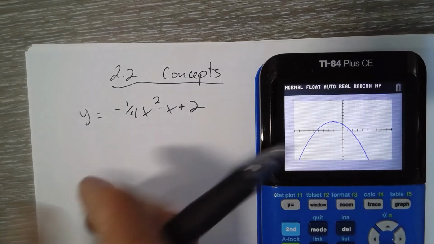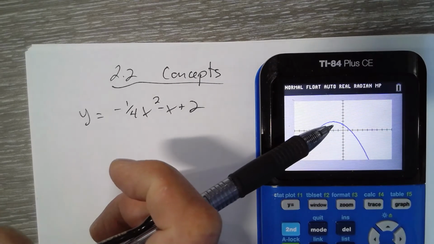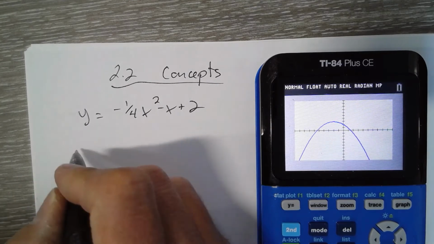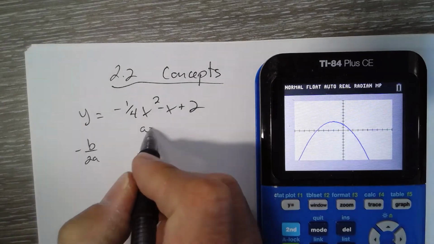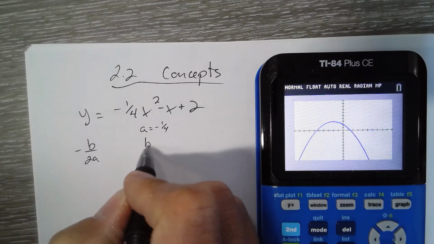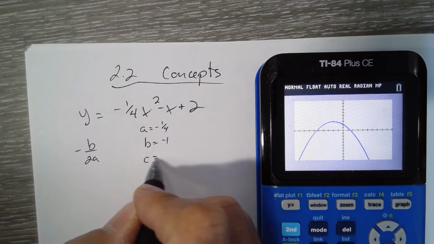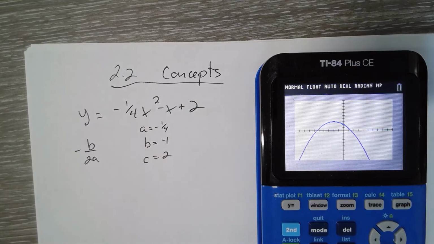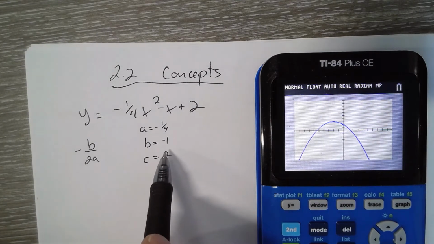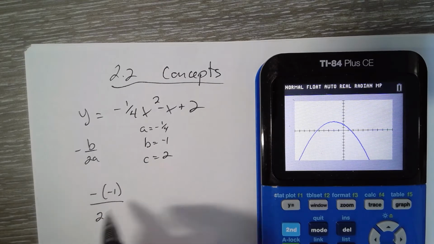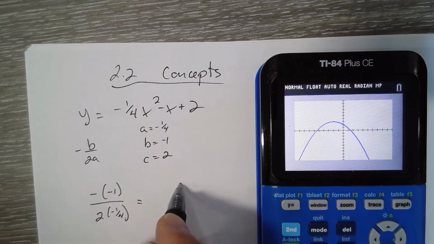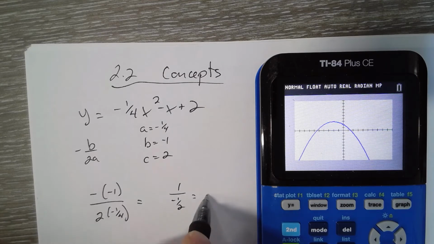Analytically, we should be able to figure out what the vertex is. We'll do the opposite of b over 2a. So here a is negative 1/4, b is negative 1, and c is 2. We don't need c, but there's our a and b. So the opposite of b over 2a gives you 1 over 2 times negative 1/4, which is negative 1/2. So it looks like negative 2.